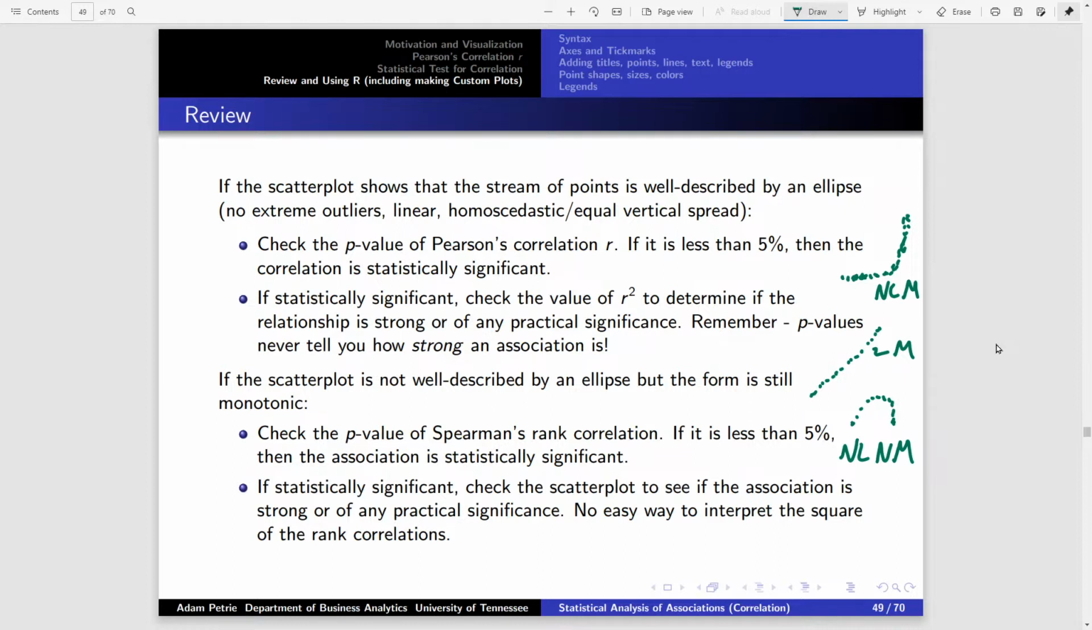If R is less than 5%, then there is... so there's no cutoff. Be careful. Don't look at the R for practical. What should you look at for practical?